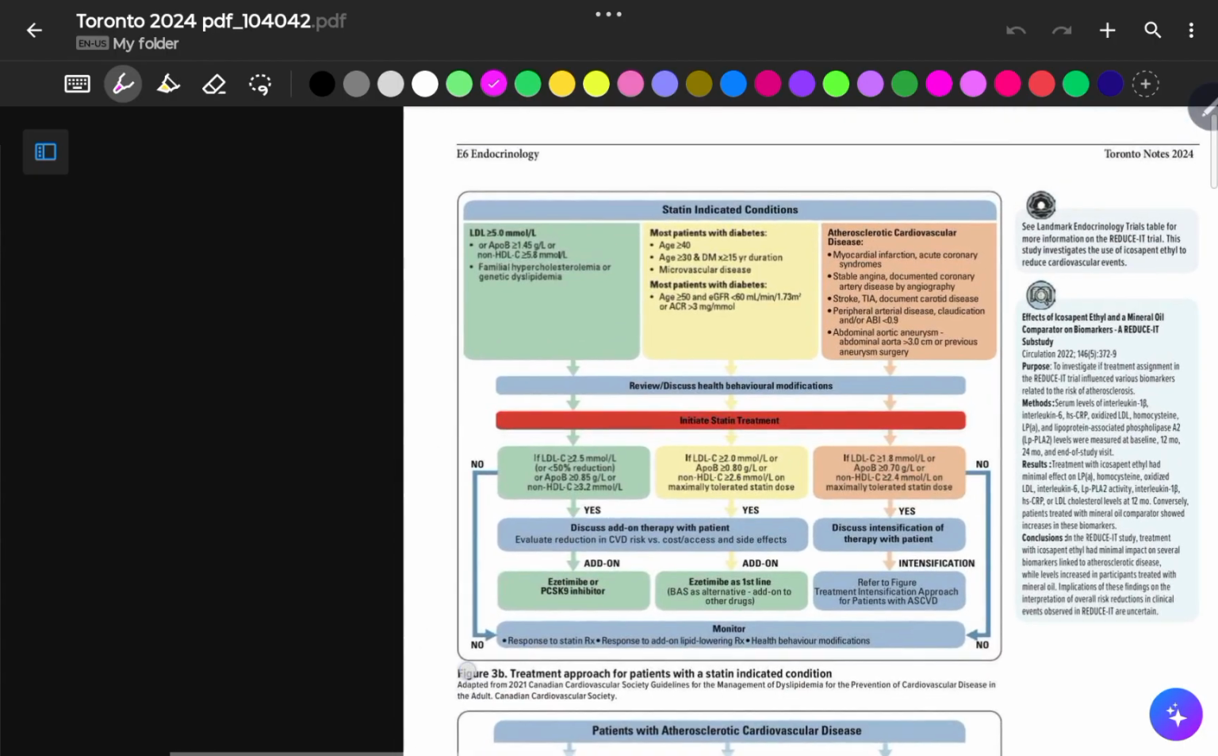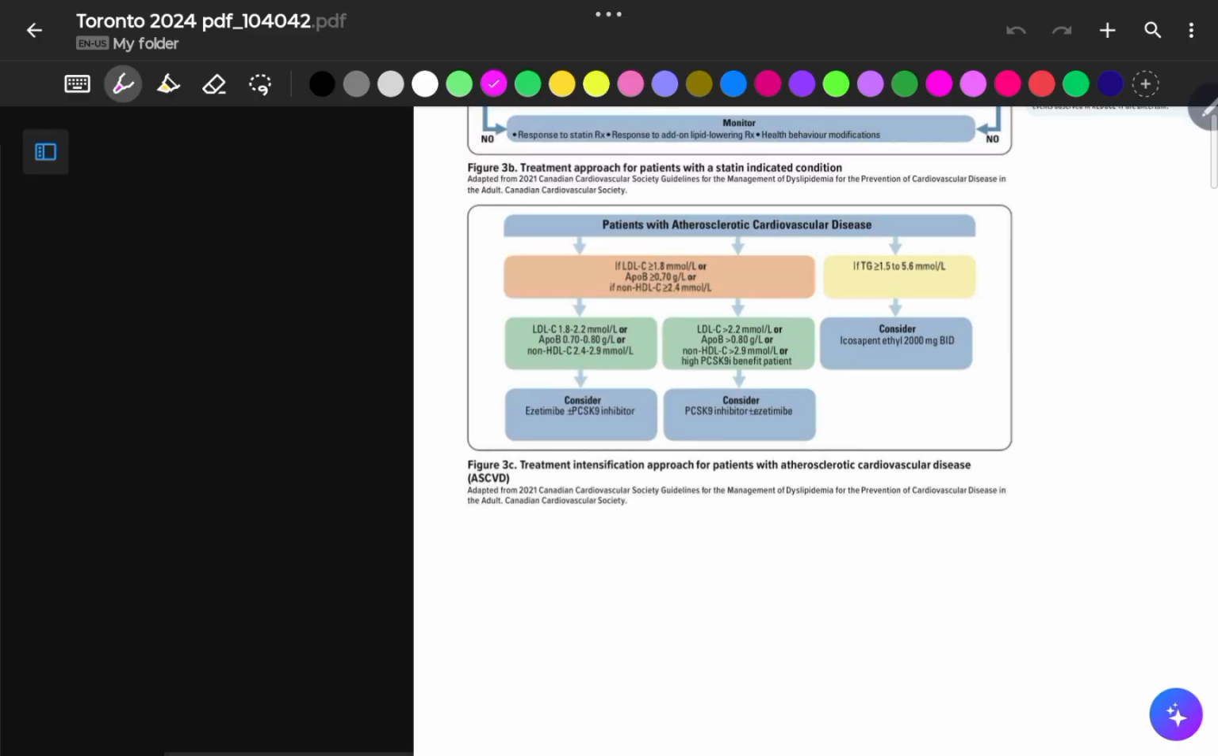Okay, so it's just to go through this diagram, but it's straightforward. It's just that it has a lot of numbers.